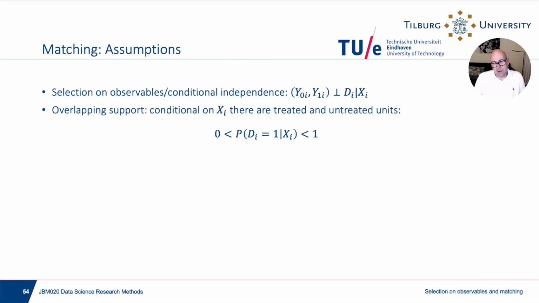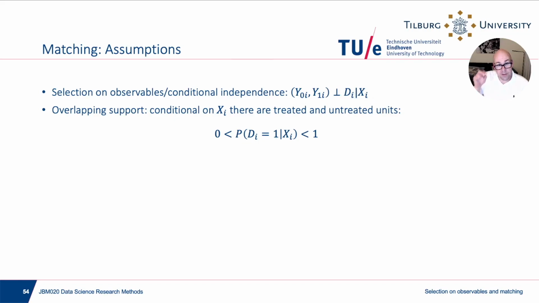Good. So I've now talked a lot about selection on observables and conditional independence. And again, this can be written down like this. Given X, given group membership, the two potential outcomes are independent of D. So I have randomization given X.